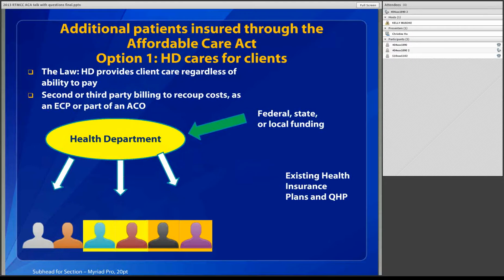Another option under the Affordable Care Act, you'll have a greater segment of the patients that were previously uninsured that may now be insured. And so when you bill, you are able to recoup monies from not only the existing health insurance plans, but also the new qualified health plans. Okay, so the new health plans that are in existence from the Affordable Care Act. So these patients have signed up under the exchanges, they're newly insured, and you can collect monies from them as well.